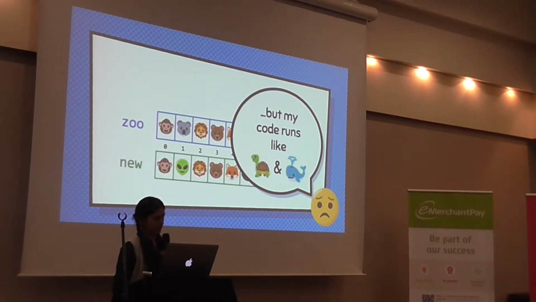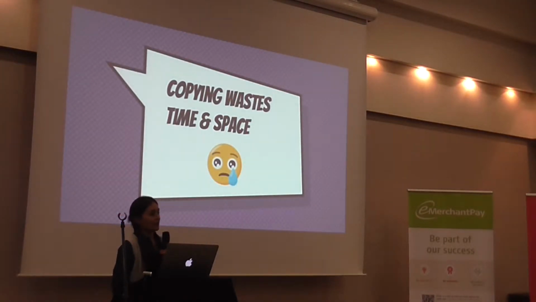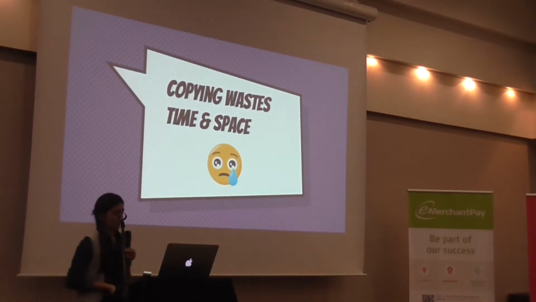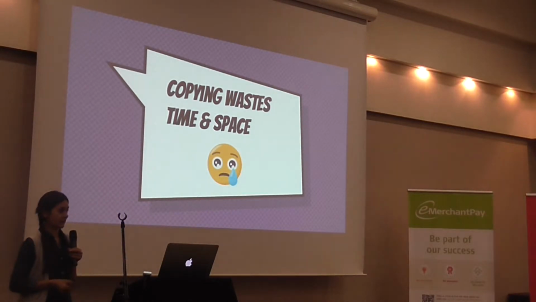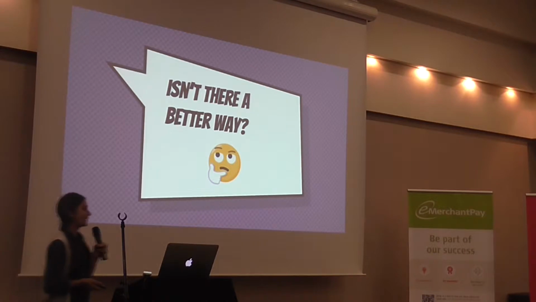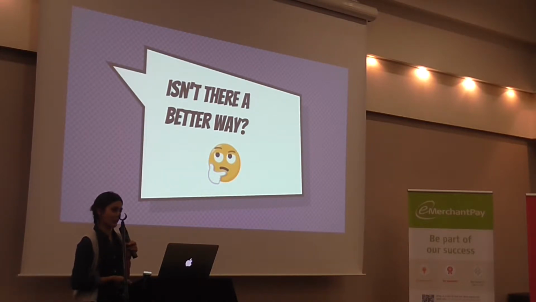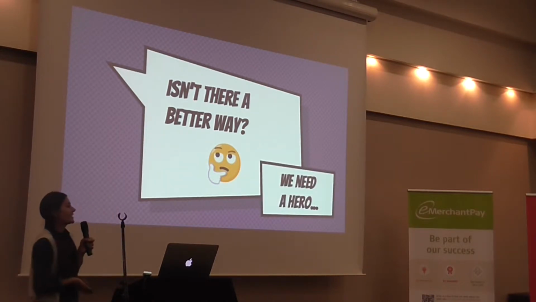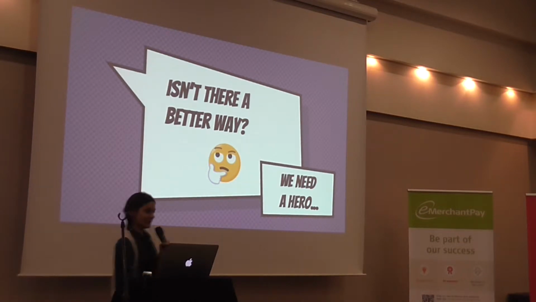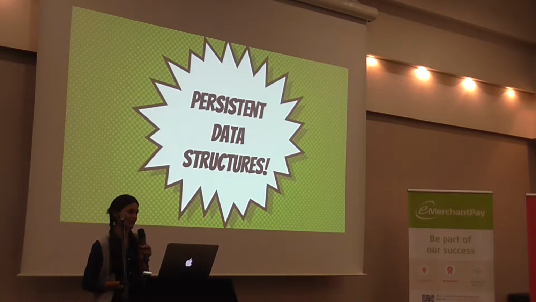So this is frowny face. This is sad and worrying. Because copying, as we said, it wastes time and space. It's not an efficient way to do immutability. It is immutable. It works. I don't have the bugs or the overhead, but it's slow, and that makes us cry. So there must be a better way, right? If there weren't, I wouldn't be here talking to you all. We need a hero to come and save us from this copying problem. And that hero is persistent data structures.